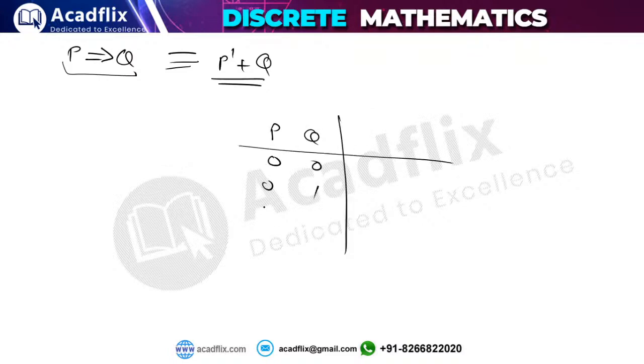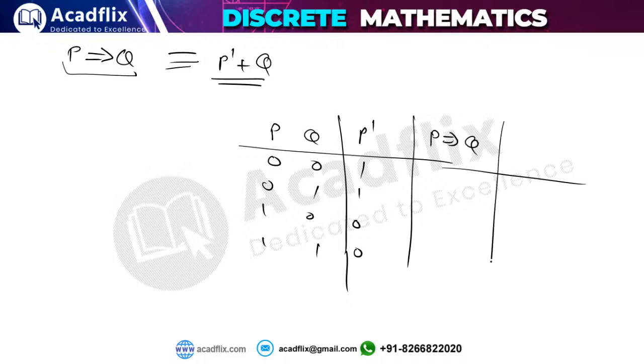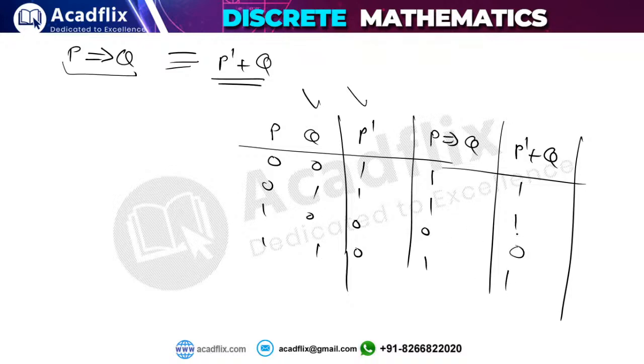What is P? This is 0 0 1 1, and this is your Q, 0 1 0 1. Now what will be P dash? P dash will be 1 1 0 0. You already know all these things. Then P implies Q will be 1 1 0 1. What will be P dash plus Q? You can see 0 or 1 is 1, 1 or 1 is 1, 0 or 0 is 0, 1 or 0 is 1. So you can see that this P implies Q is same as P dash plus Q: 1 1 0 1, 1 1 0 1.